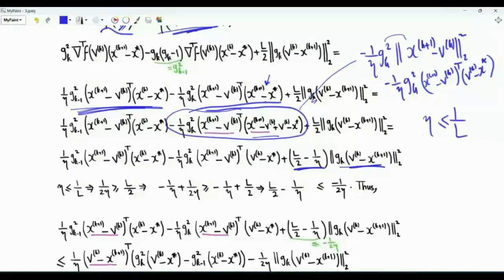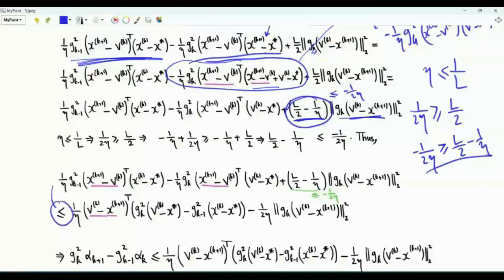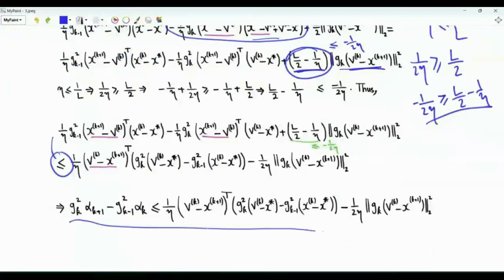Multiply both sides by 2 and then take the reciprocal. 1 over 2 eta is greater than or equal to L over 2. Subtract 1 over eta from both sides. On the left hand side, we get minus 1 over 2 eta. This implies that this bracket here is upper bounded by minus 1 over 2 eta. We make use of this upper bound. This is the inequality that we currently have.